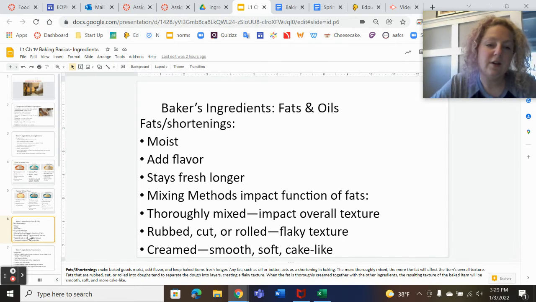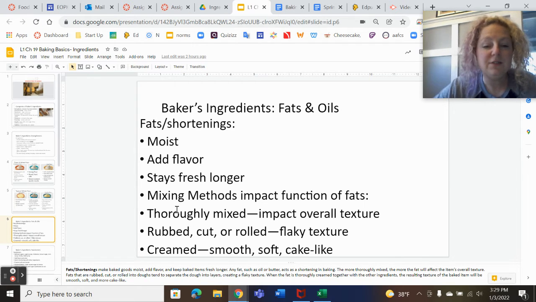So fats include butter, margarine, oil, shortening like Crisco. These things keep your baked goods moist, they add flavor, and they also help things stay fresh longer. So if you are buying a baked good that will stay in your cabinet for months on end without being stale, there is quite a bit of fat in there.